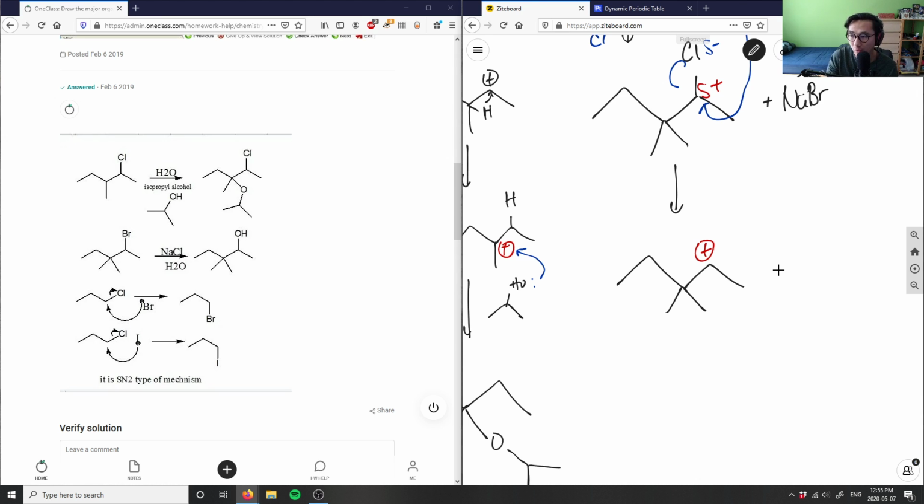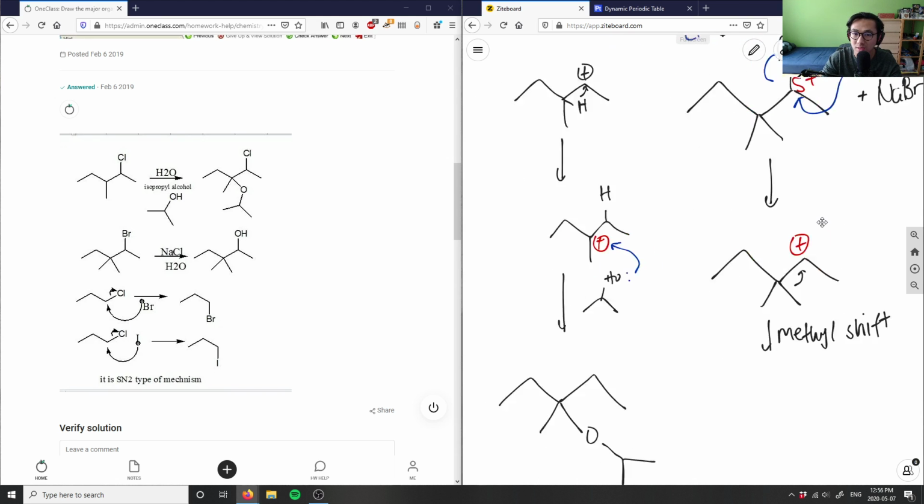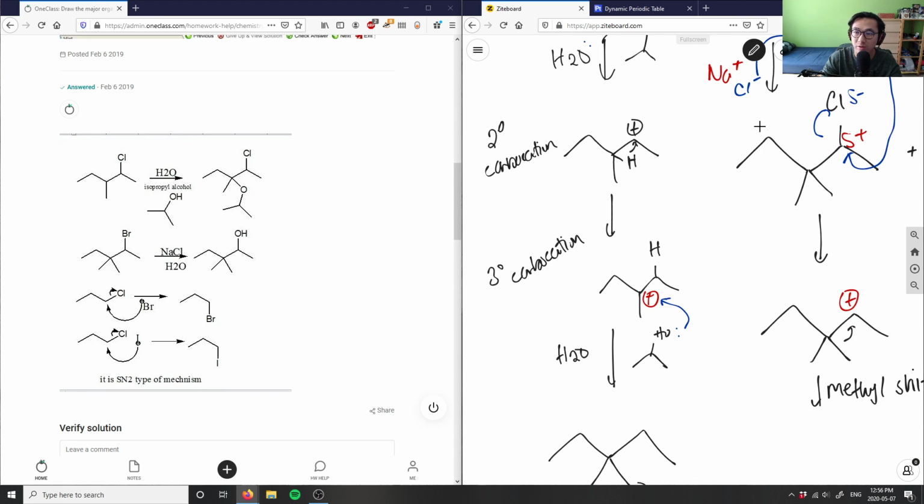And the only way I can do that is if one of my methyls here does a methyl shift, and I push this away, right? So I basically bring this up, and then I get something. I'm going to write here a methyl shift. Methyl shift. And then I guess this guy here was a hydride shift here.